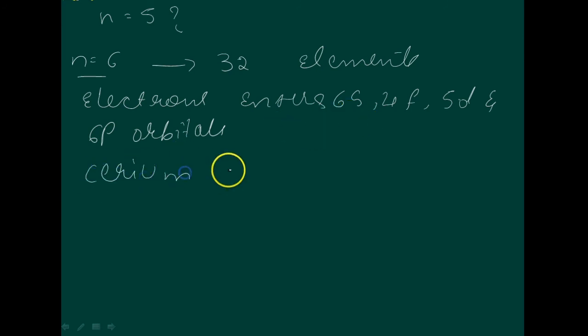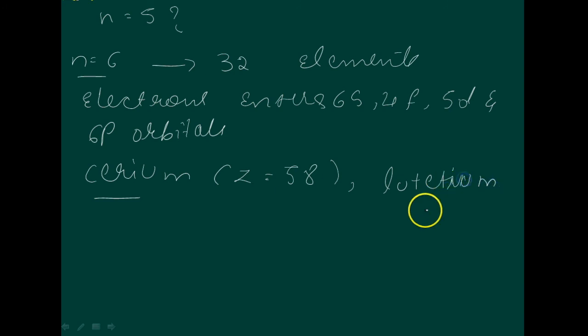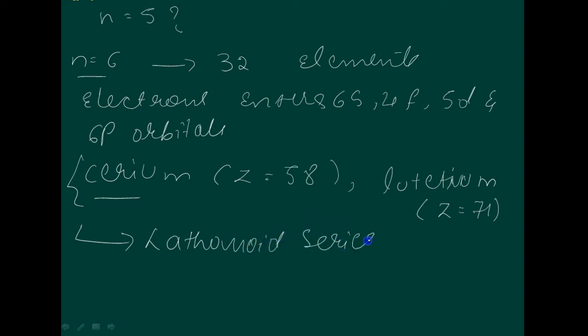Just refer to the table. That is 58, it starts with cerium and it will end with lutetium, which has atomic number Z equal to 71, to give the 4f inner transition series, which is called the lanthanoid series. So this is called what? Lanthanoid series. These are called the lanthanoid series.